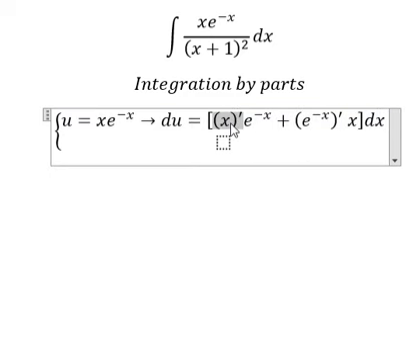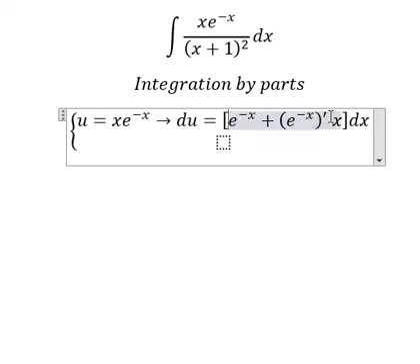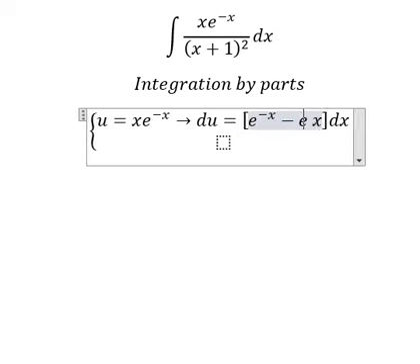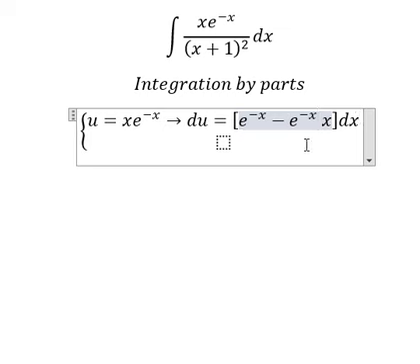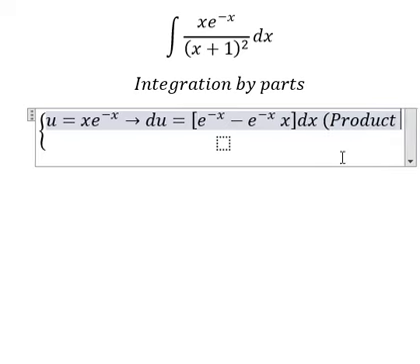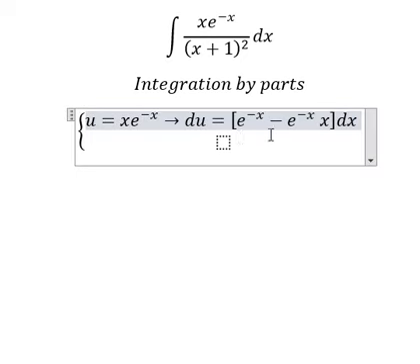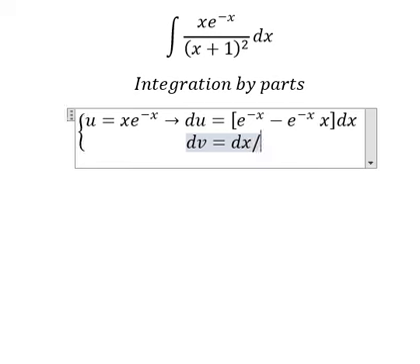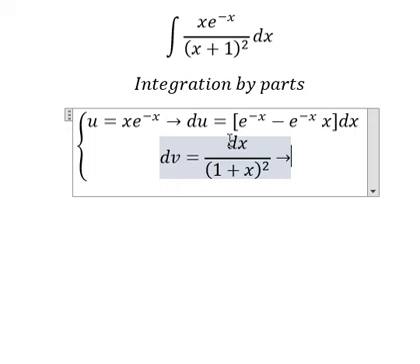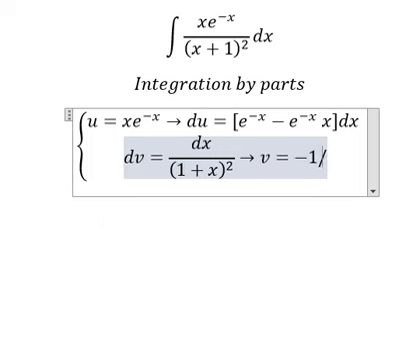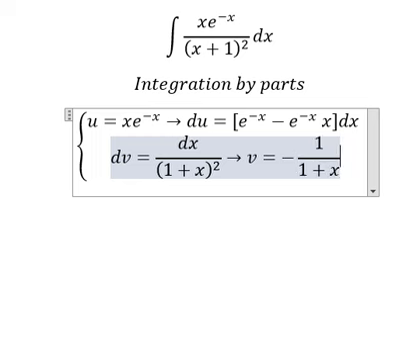So this one that is number one. This one we have negative e to the power of negative s. That is the product rule of the derivative. So on the next one, we need to put dv equals s over (1 plus s) everything to the power of 2. Later that, we need to do the integration, and we got v equals negative 1 over 1 plus s.